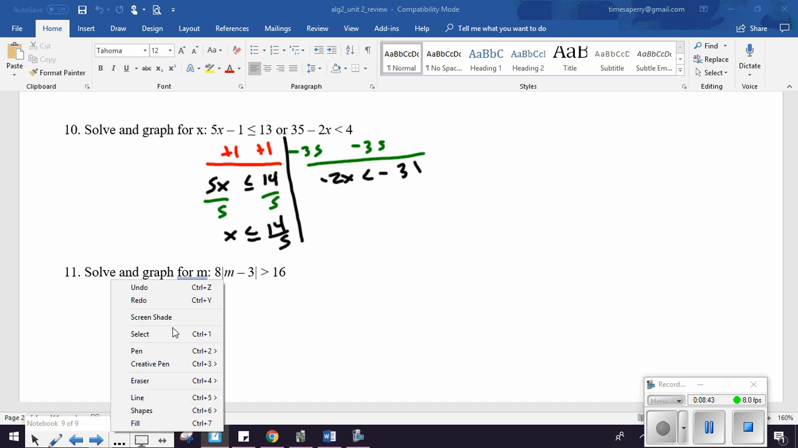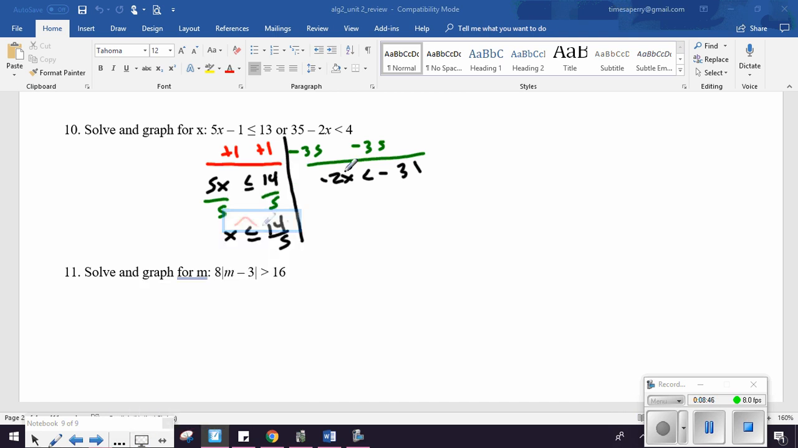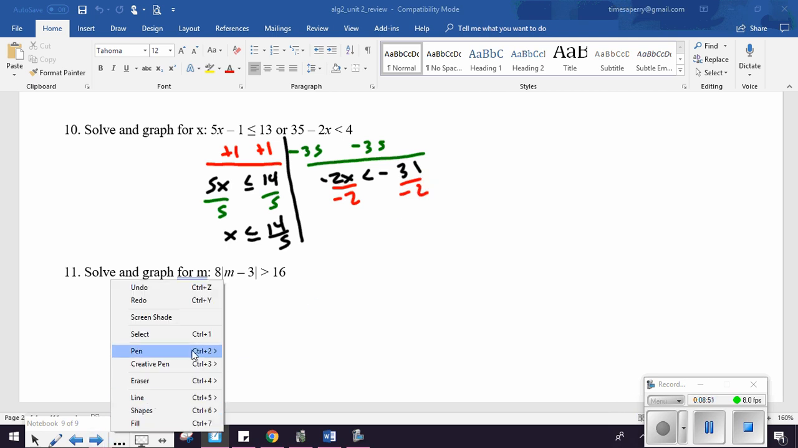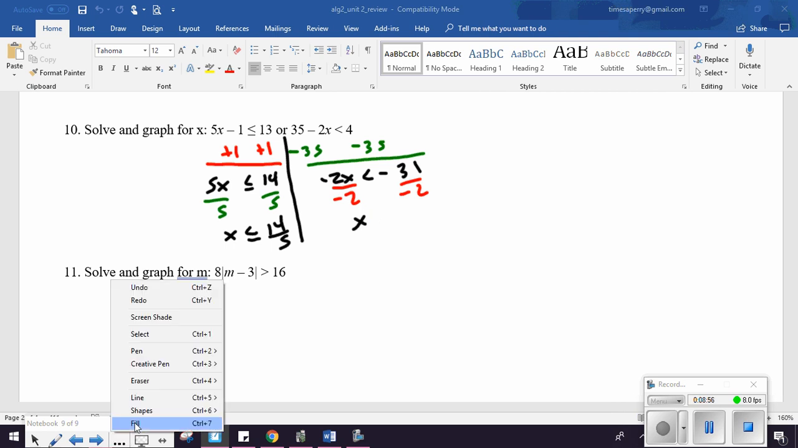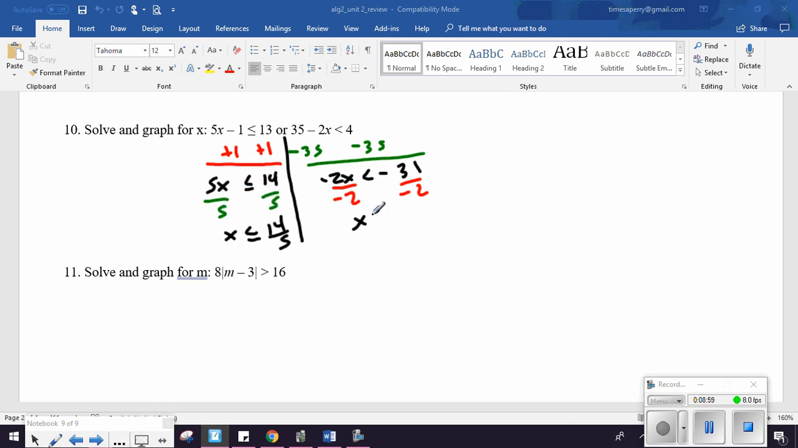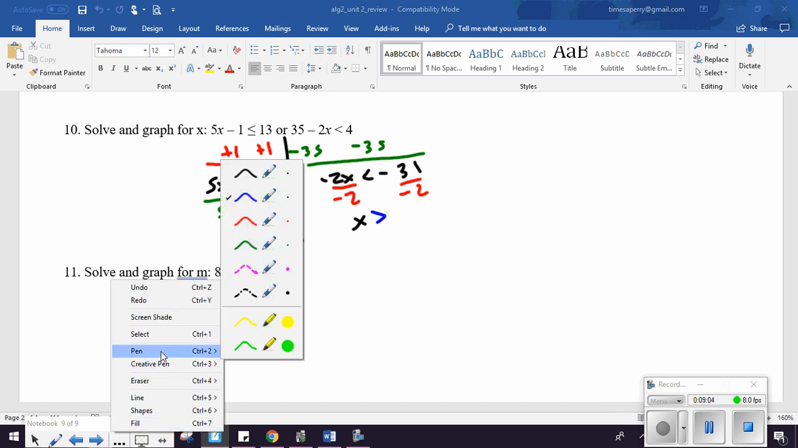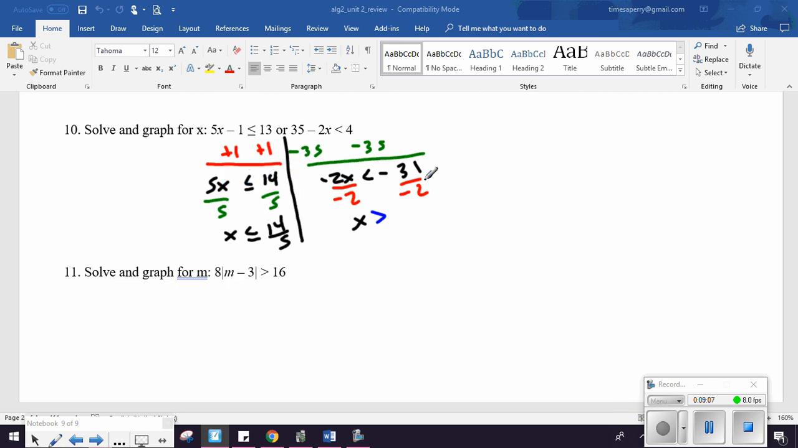And now we're dividing both sides by negative 2. So again, I'm dividing by a negative. So remember, in inequality land, that means turn the sign the other direction. So it becomes a greater than. And reduce the fraction. It would be a positive 31 over 2. And that "or" is between. So your solution is x less than 14 over 5 or x greater than 31 over 2.